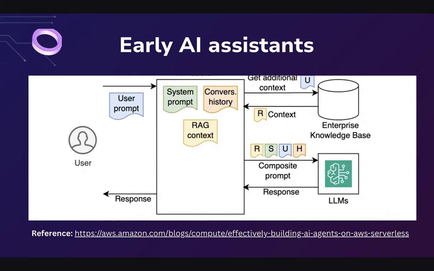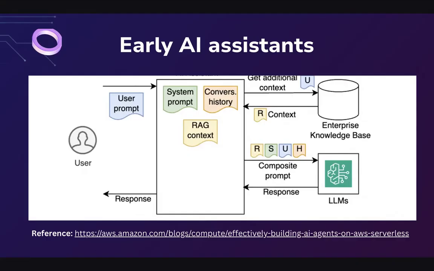This was a big improvement over the simple chatbot. The AI could now use up-to-date company data and remember what was said earlier in the conversation by using the right context. But this is the key limitation. The system is still passive. It can only answer the question, as noted in the AWS documentation.